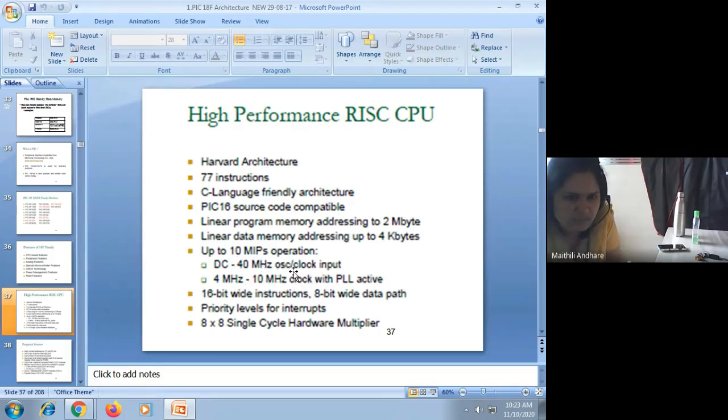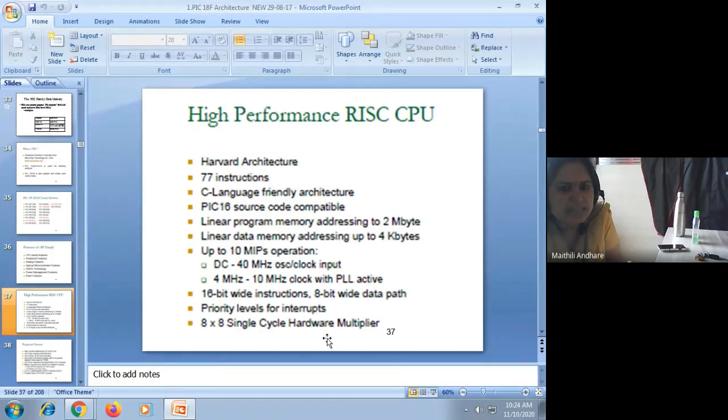So this is available with the PIC microcontroller, whereas in the 8051 microcontroller, only the crystal frequency we have to stick with is 12 megahertz. Okay. 16-bit wide instructions, 8-bit wide data path. Priority levels are there for the interrupts, which are available with the 8051 also.